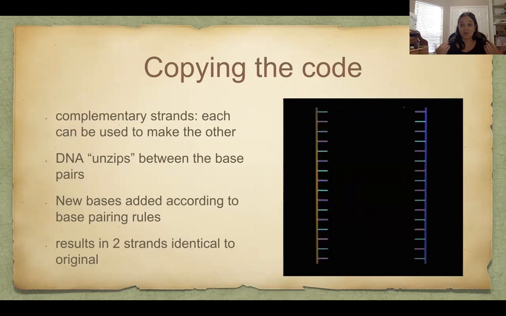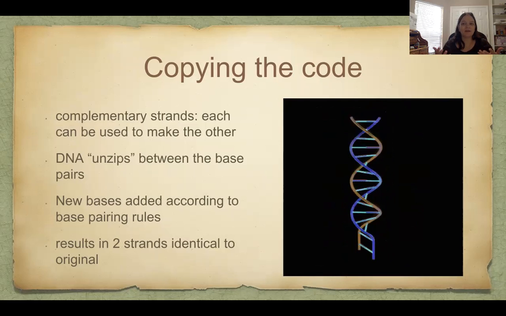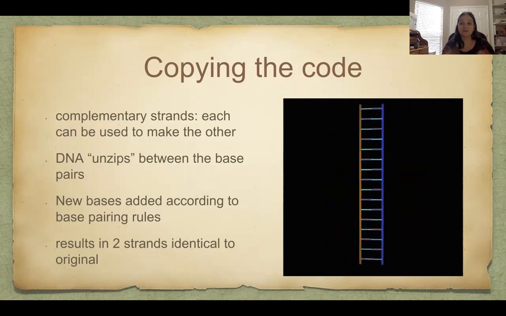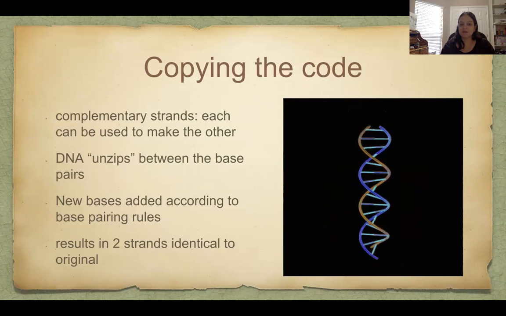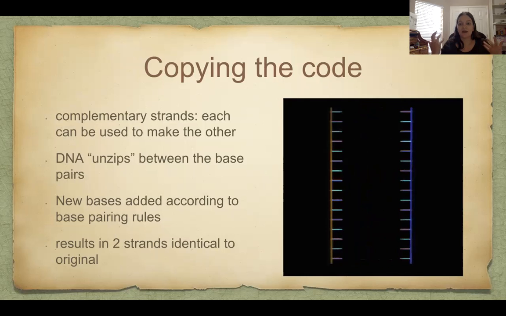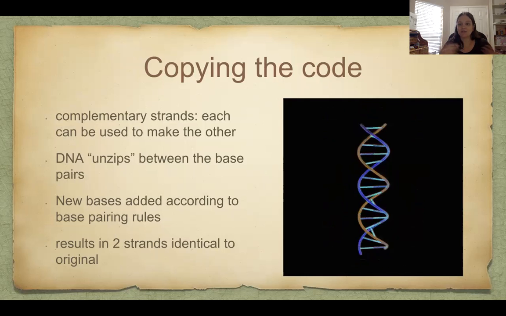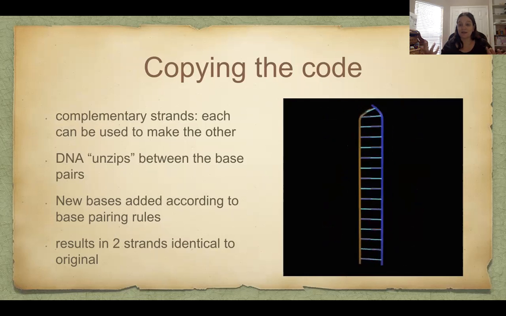That is important because when we pass on our genetic information, we want to pass it on correctly. We want it to be the same as what we have. If you think about mitosis, this is how we can end up with two new cells that have the exact same DNA as one another and the exact same DNA as the original parent cell.